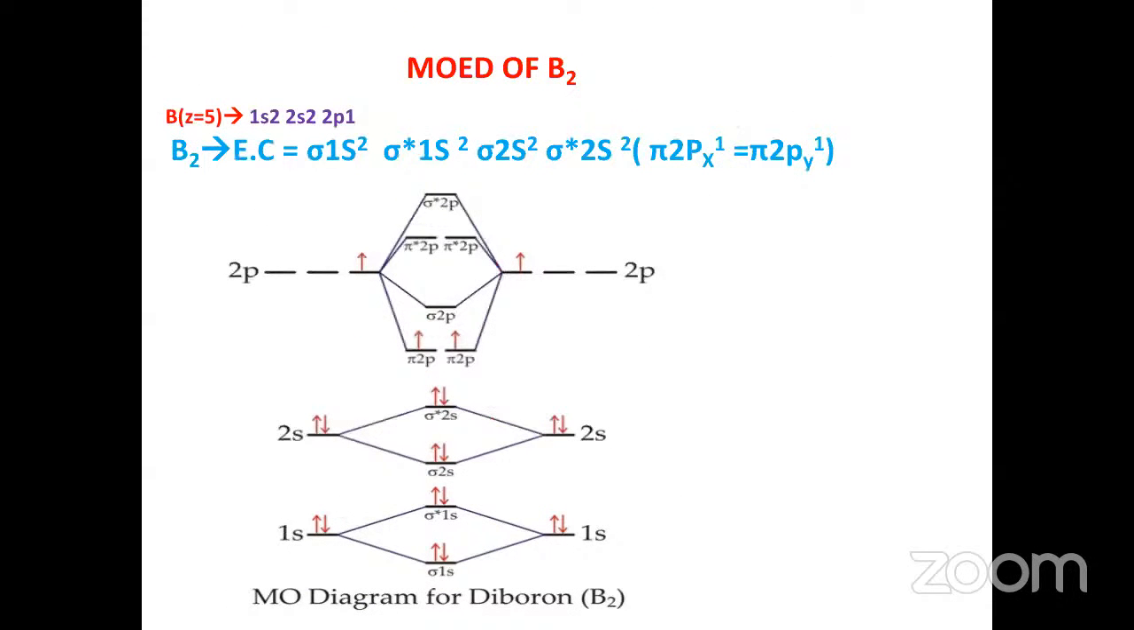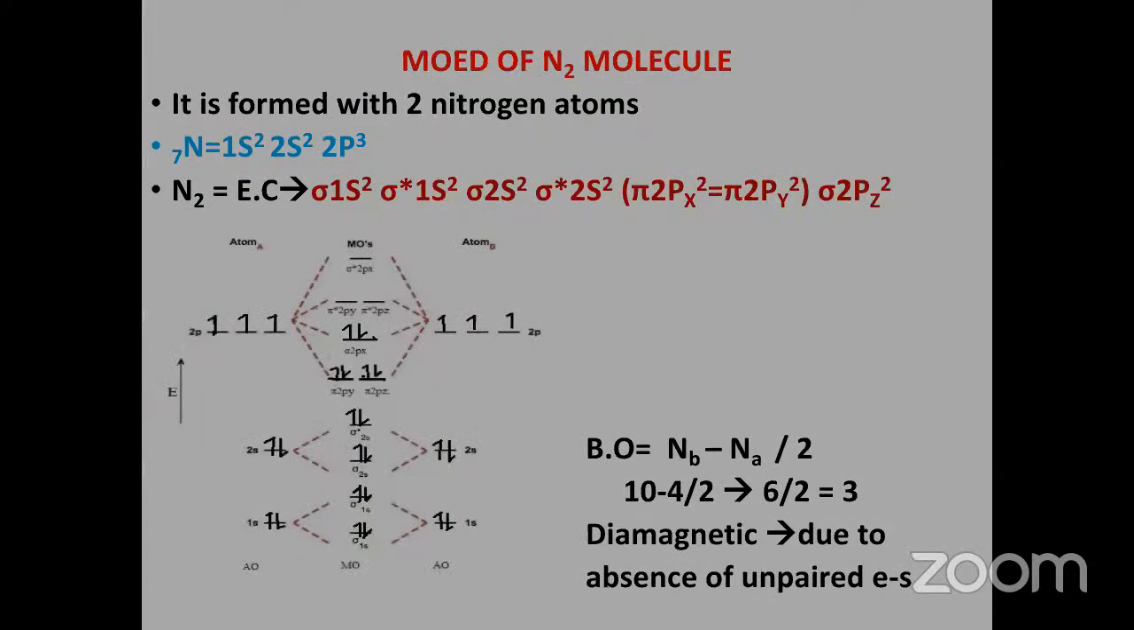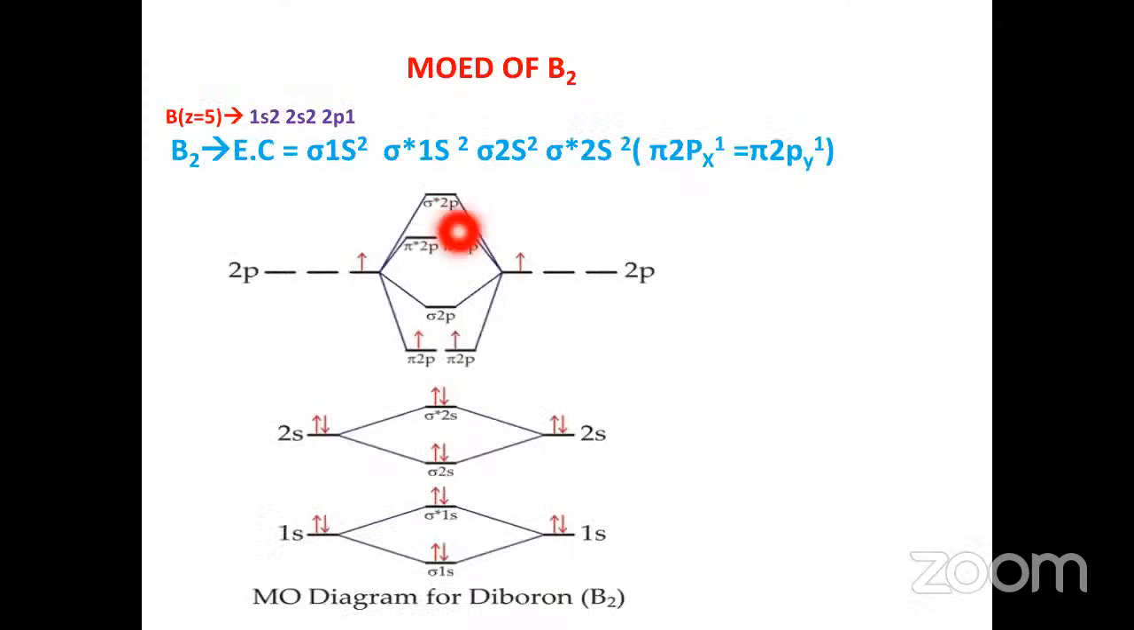That means the B2 molecule is formed by the 2 boron atoms with a single bond. Now it exhibits paramagnetic nature because it has unpaired electrons in its molecular orbitals. These electrons are not paired up. That is the reason the boron molecule exhibits paramagnetic nature.